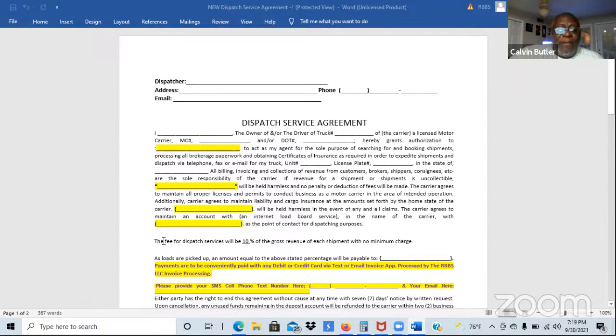All right, here's your fee line. The fee for dispatch services will be, now we recommend 10%. You can charge whatever you want to, that's up to you all. We recommend 10%. I've seen companies charge as little as 3%, as little as 3.5%, and as much as 12%. To be honest, I wouldn't go past 10%, and I definitely wouldn't go past 12%. There's no point in you charging more than that.